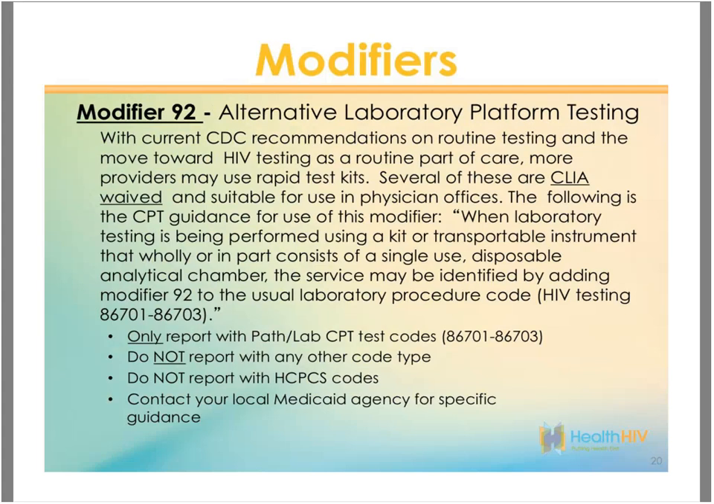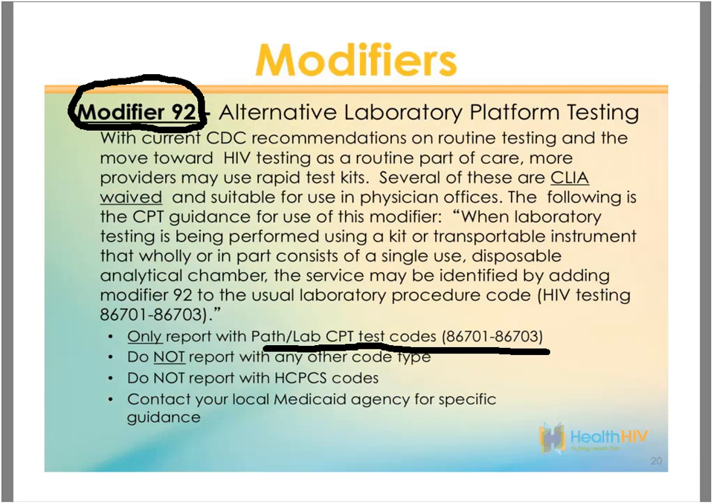Another modifier that's specific to the HIV test is modifier 92. There's another modifier that we're going to discuss in a moment, but modifier 92 is alternative laboratory platform testing, and this modifier is only used to report path lab tests. Here are the code ranges for the tests that are typically used in conjunction with modifier 92. This modifier is never reported with any other code type. So this would never be appended to your E&M codes.